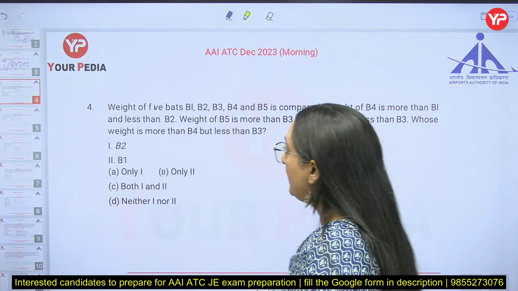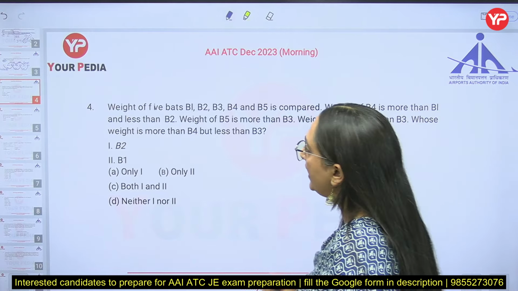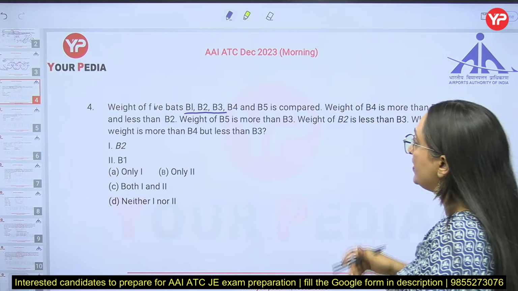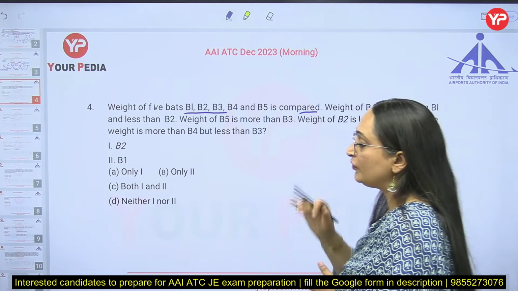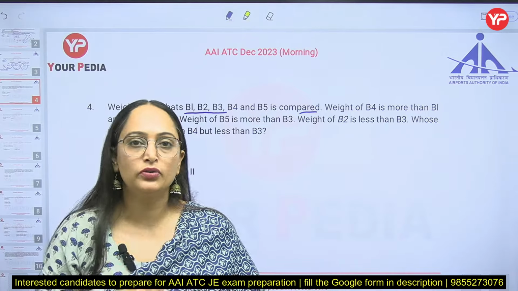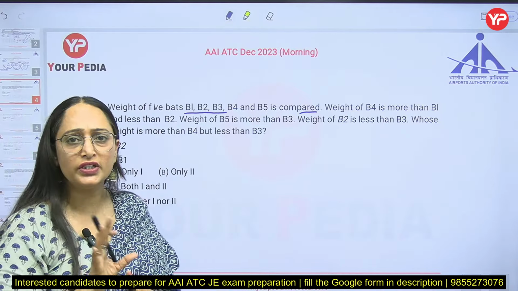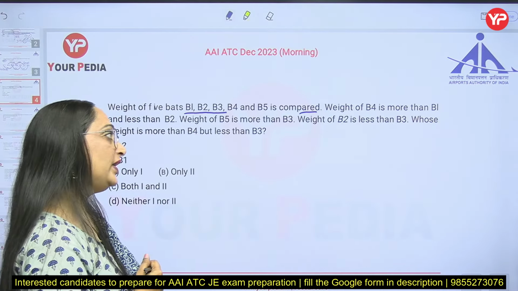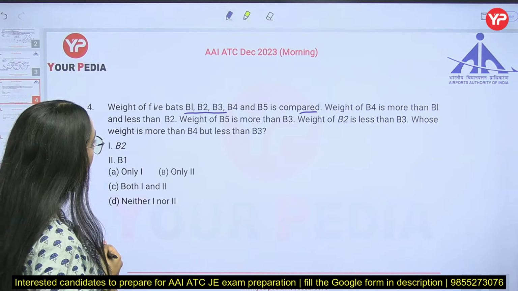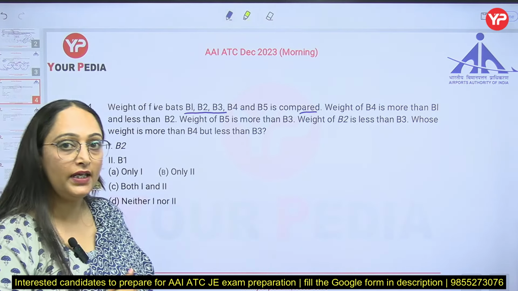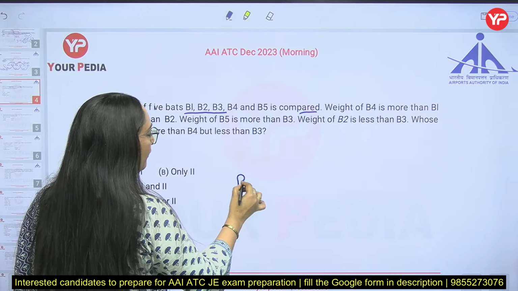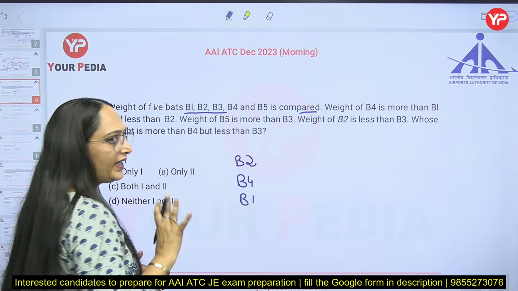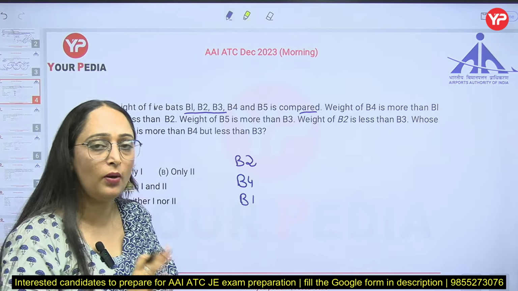Next question is from puzzle. Okay. See, the weight of 5 bats, B1, B2, B3, B4 and B5 is compared. We have to compare these 5 bats according to their weight. Now, read the question carefully and write down each and everything that is given in this question. Weight of B4 is more than the weight of B1 and less than the weight of B2. He is saying that the weight of B4 is more than the weight of B1 but less than the weight of B2. Write down each and everything in these types of questions if the question is from puzzle.